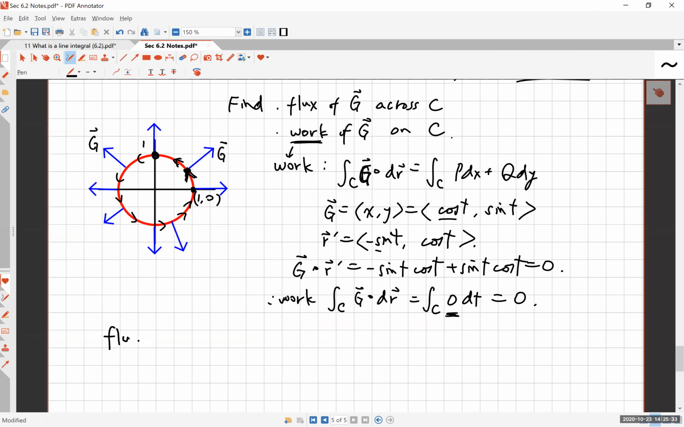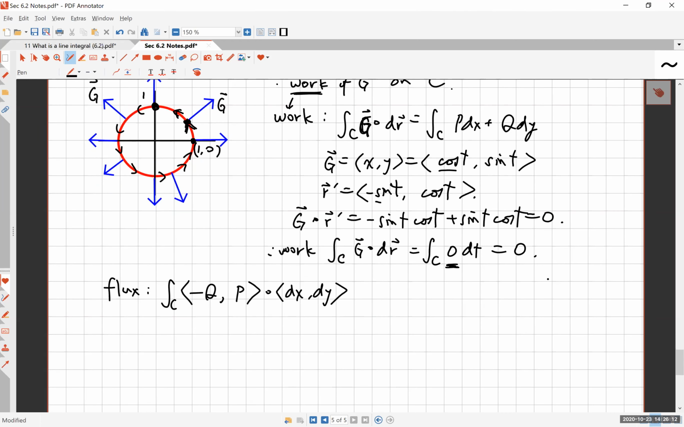Okay, now the flux is different. Let's go ahead and try to find the flux here. Remember what flux is? It's negative Q comma P. I think the best way to remember this is: start with P, Q, switch the order of P and Q, and then put the negative sign in front of the Q. So it's negative Q comma P, and then dx dy.